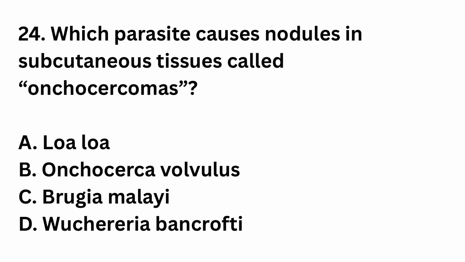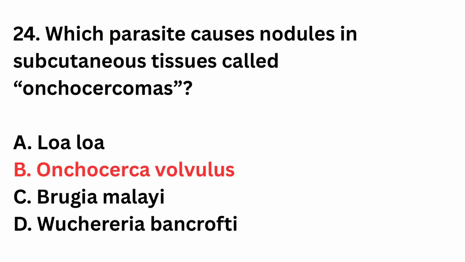Question number 24. Which parasite causes nodules in subcutaneous tissues called onchocercomas? Loa loa, Onchocerca volvulus, Brugia malayi, Wuchereria bancrofti. The right answer is option B, Onchocerca volvulus. Adult worms reside in fibrous nodules.